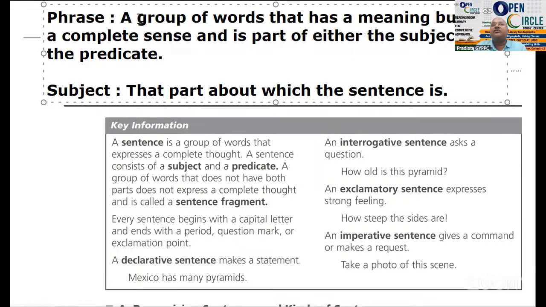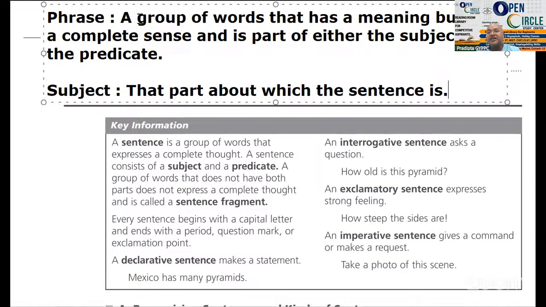He is my teacher. What is the subject? He. It is he, right? It is a ball. What is the subject? Sir, it. Confused? It is the ball, because the sentence is about the ball. Anyway, it is that part about which the sentence is. Clear? Then in this particular assignment, key information is given regarding what is subject and what is predicate.